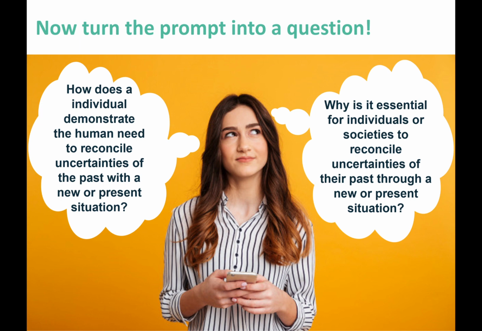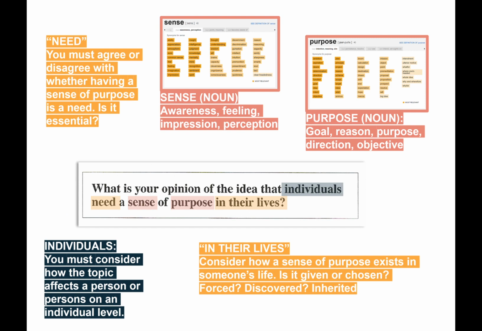It might help to have a bit more practice, so let's try unpacking the -2 topic as well. Even though this is a different topic, and the -2 task is asking writers to do something slightly different, we still use the same process. So this prompt asks, what is your opinion of the idea that individuals need a sense of purpose in their lives? I started again by choosing some of the most important vocabulary in the prompt, and then looking up synonyms and antonyms to unpack it.